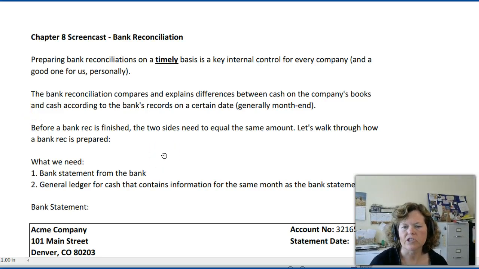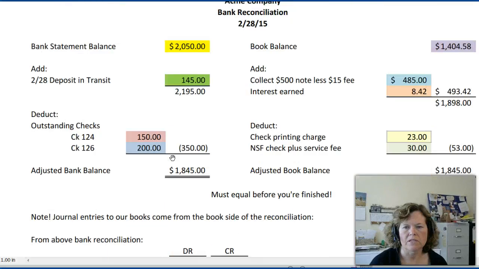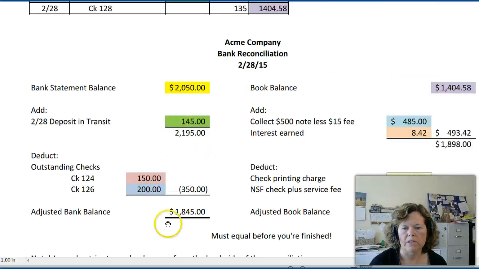Before a bank rec's finished, the two sides need to equal the same amount. And we're going to walk through how a bank rec is prepared shortly. What I mean by two sides need to equal, here's the bank rec we're going to be looking at. We have an adjusted bank balance and adjusted book balance. Those have to be the same number before we're done. If they're not, we're not finished. We need to go back and do some more work. Okay?